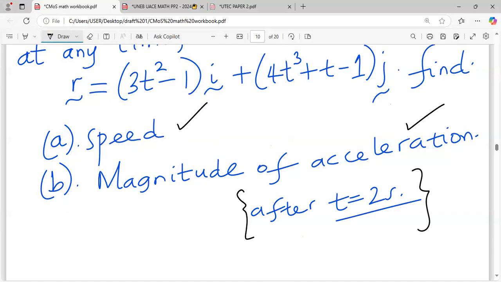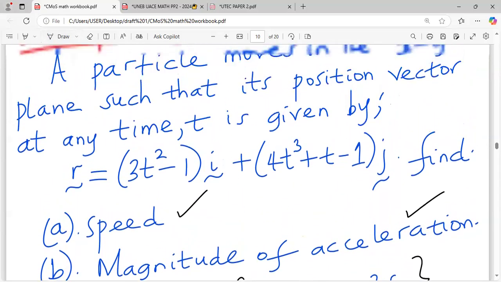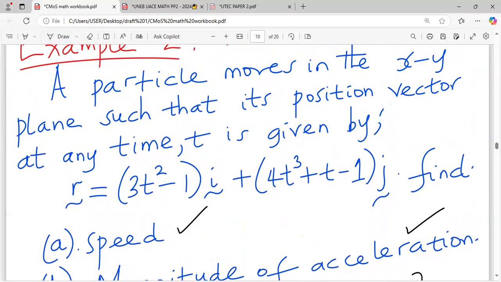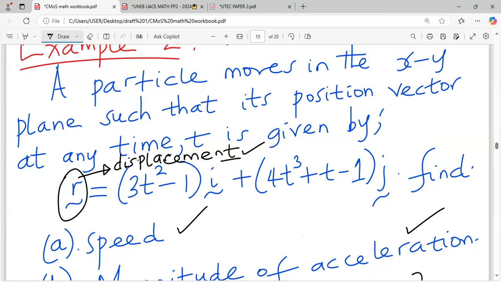Now, you look at this question, there is no force, there is no mass. So here you cannot use Newton's law, because for it, it is mass and force, then acceleration. Here what you have is R. So you just have to remind yourself, R is what? Displacement. Just have to recall that R is displacement.